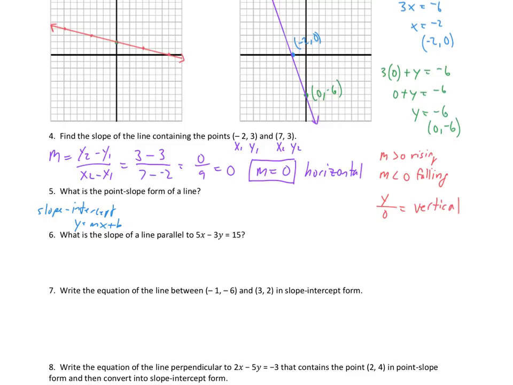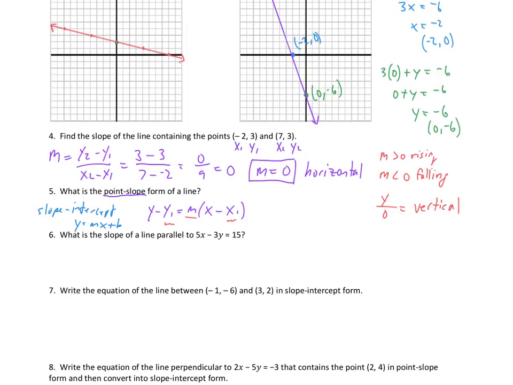And then point slope was y minus y1 equals m times x minus x1. So we just need the slope and a point in order to write that. Here, for number 6, it's asking us what is the slope of a line parallel to this given line. So all I'm being asked for here is the slope.